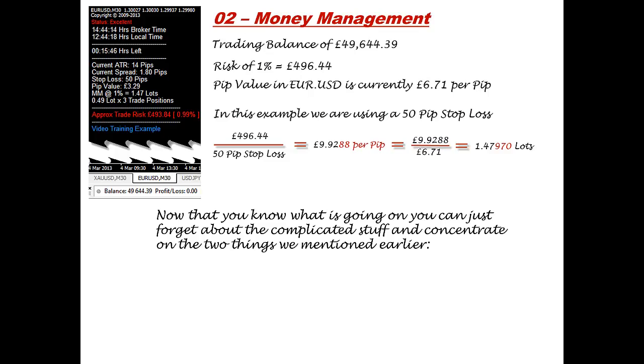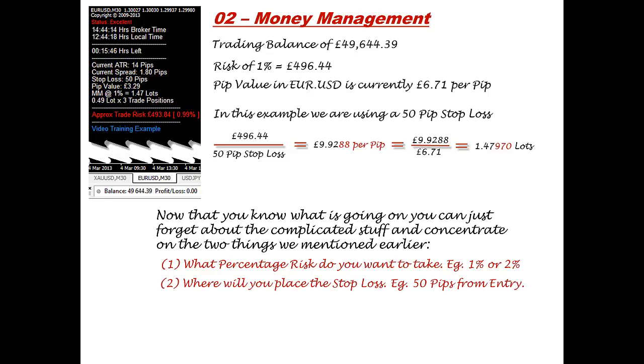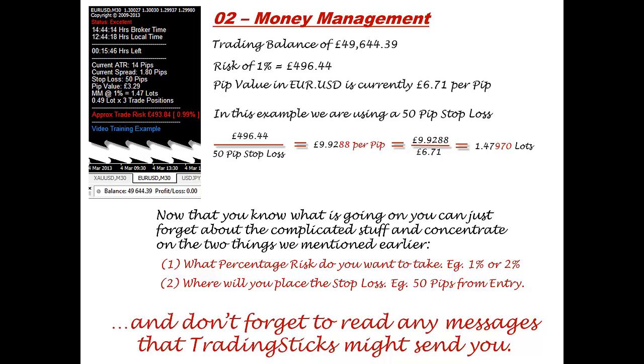Now that you know what is going on, you can just forget about the complicated stuff and concentrate on the 2 things we mentioned earlier. First, what percentage risk do you want to take? 1%, 2%, maybe more. And secondly, where will you place your stop loss, for example 50 pips away from entry? And don't forget to read any messages that TradingSticks might send you.